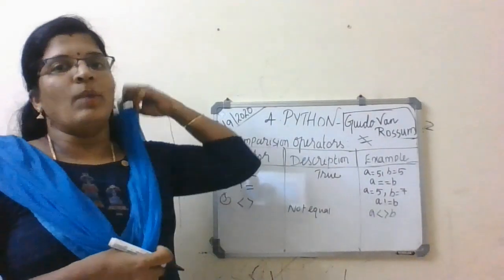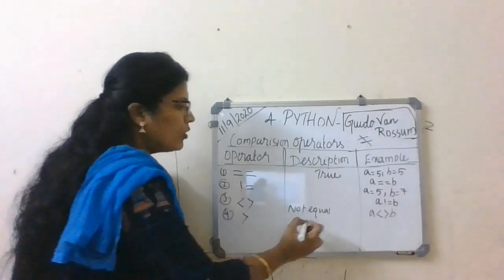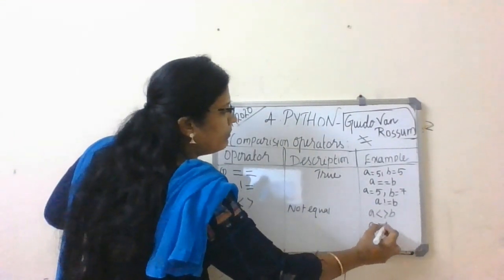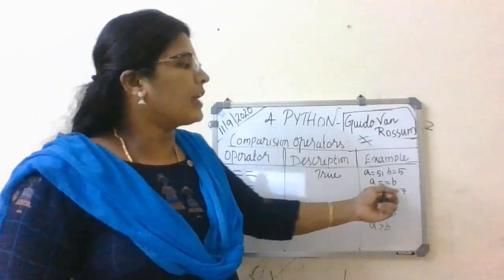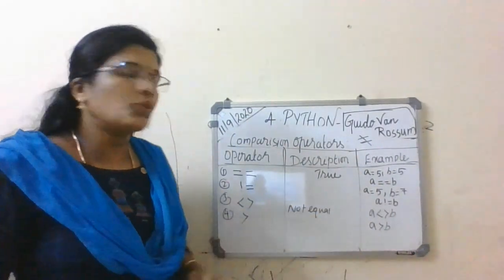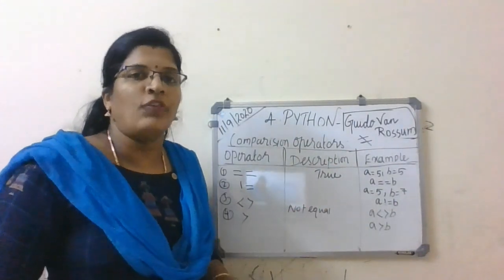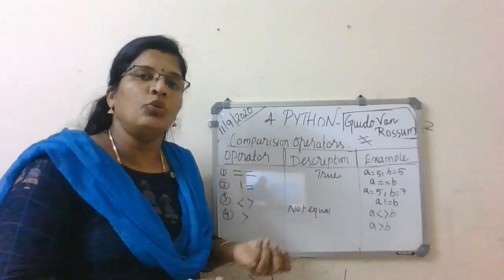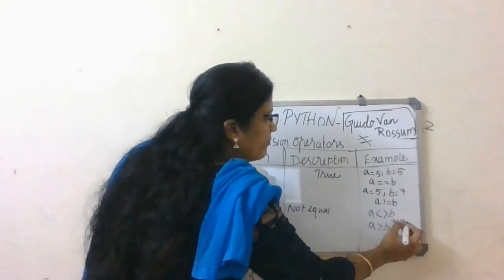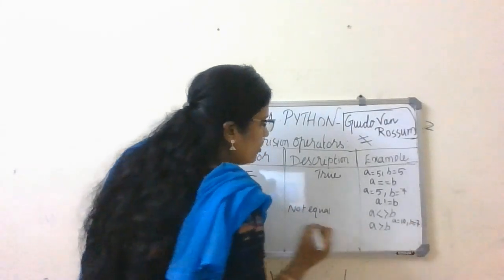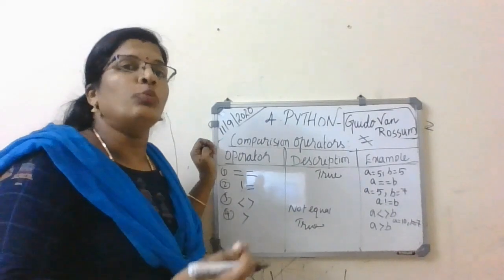The next one, greater. You know the greater symbol, right? So A is greater than B. Take A is equal to 5, B is equal to 7. Is A greater than B? No, right? Then it becomes false. If they actually are greater, then it becomes true. So now let me take A is equal to 10, B is equal to 7. So this becomes true in this case. It depends upon the values we take.